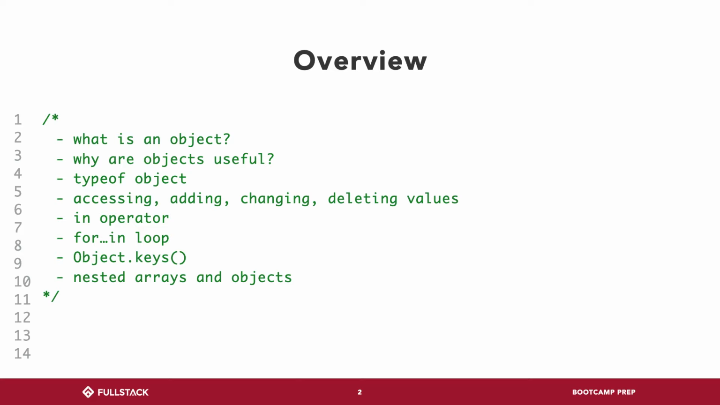So during these slides, we will talk about what an object is, why they're useful, the type of object, accessing, adding, changing, deleting values, the in operator, the for in loop, Object.keys, and nested arrays and objects. Okay?